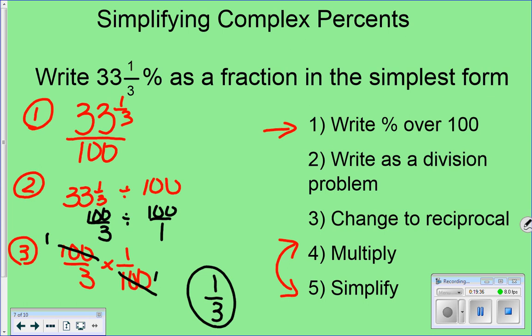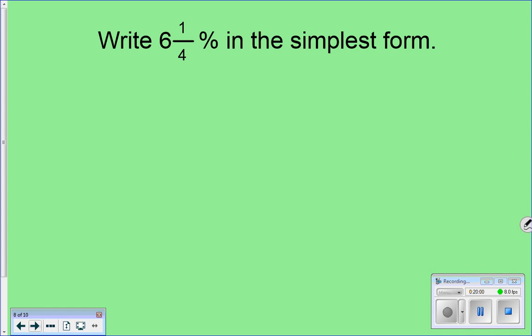So if you just follow the steps, that's why I put them there for you. Just follow your steps, and you'll be fine. We're going to do one more to have a good example in your notebook. Ready for your last example? All right, so write 6 1/4 percent in the simplest form, or fraction form, okay?